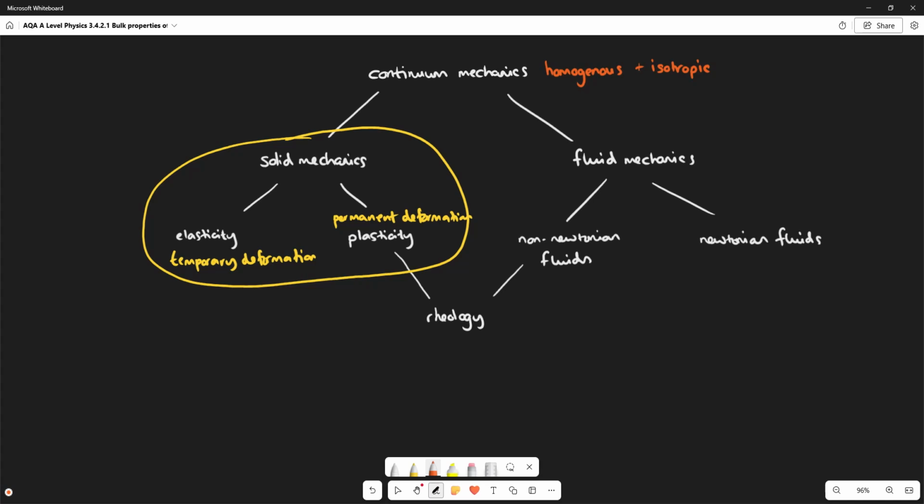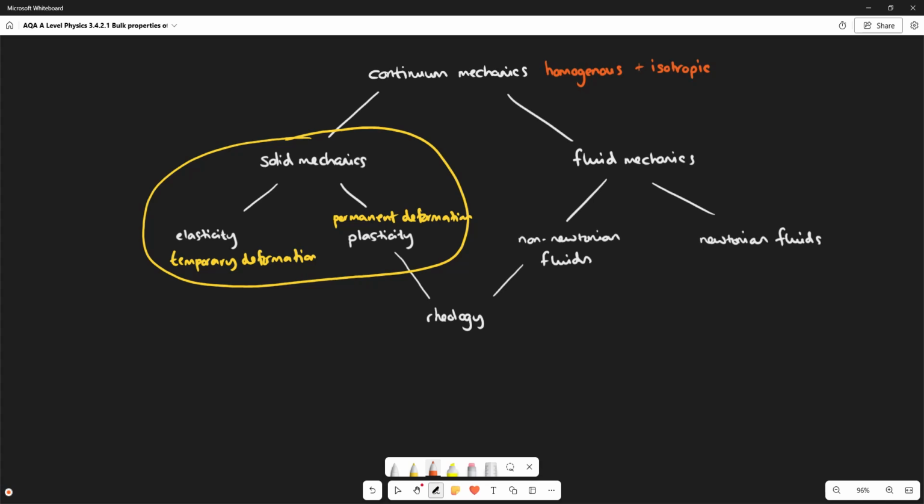Subtle but important differences. If you go on to study materials at a higher level, you'll also study fluid mechanics, or the mechanics of liquids and gases. There are two types. There are Newtonian fluids and non-Newtonian fluids. Newtonian fluids are more predictable. The strain is proportional to the stress, and non-Newtonian fluids, that is not the case. Good examples are the way that custard or corn flour works.